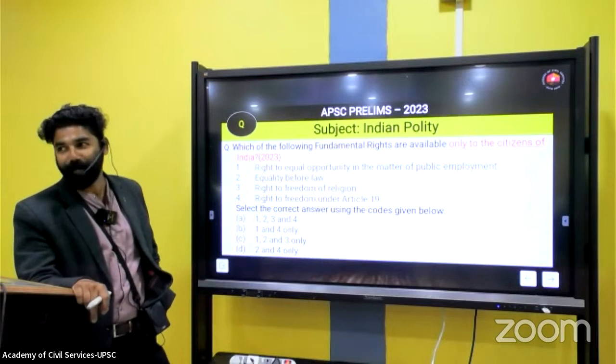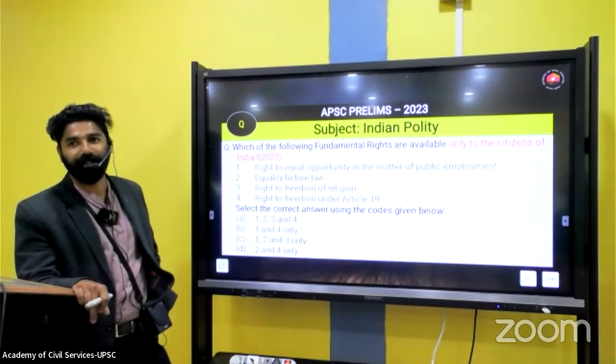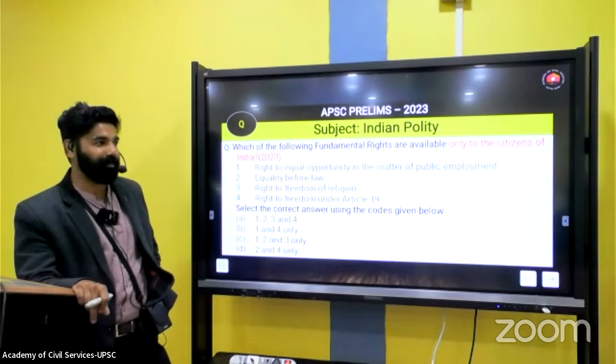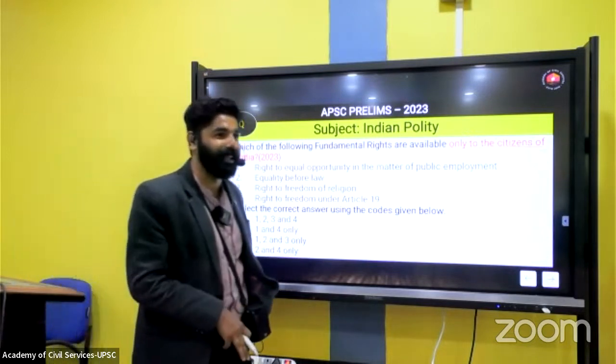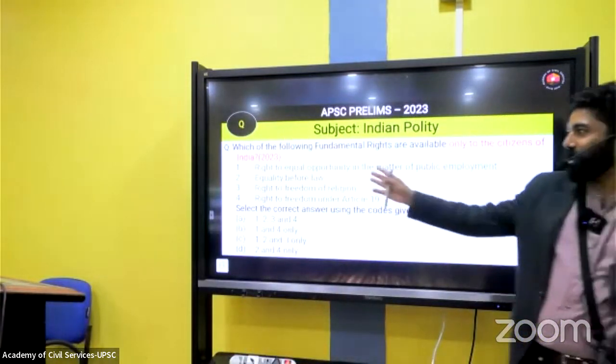What is the answer? Simple, same question. They repeated it, there is no change. The same question was asked with the same pattern. The options are the same, 1 and 4. We have already practiced this in the session. Students found it easy, and we already taught this method also.